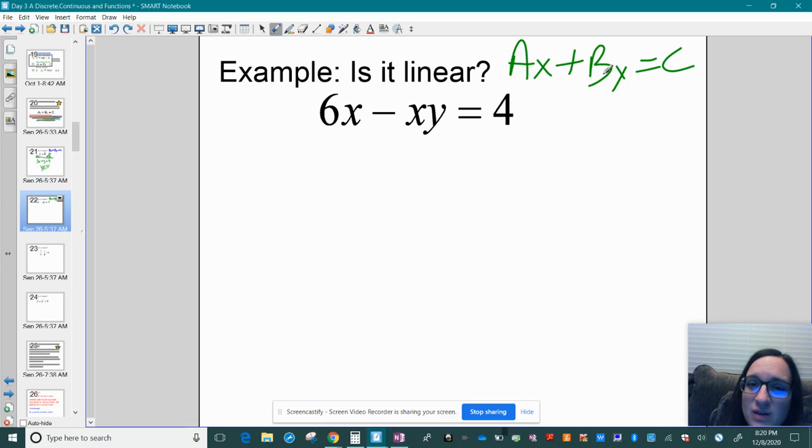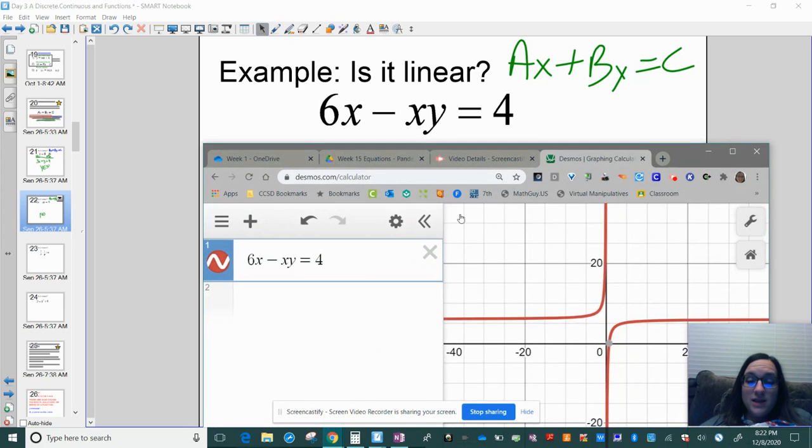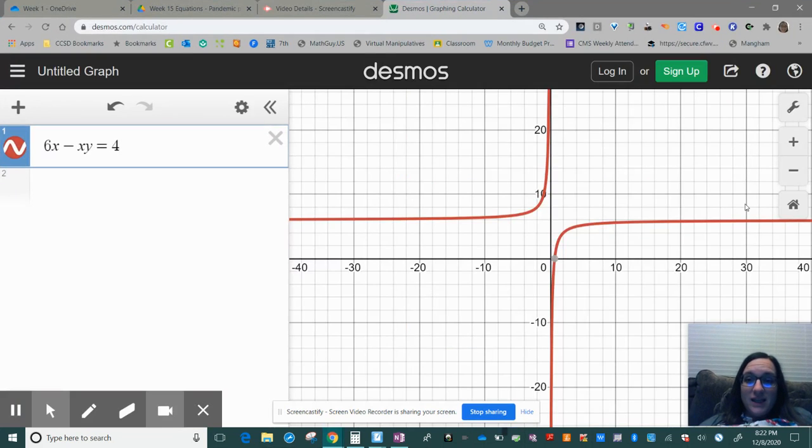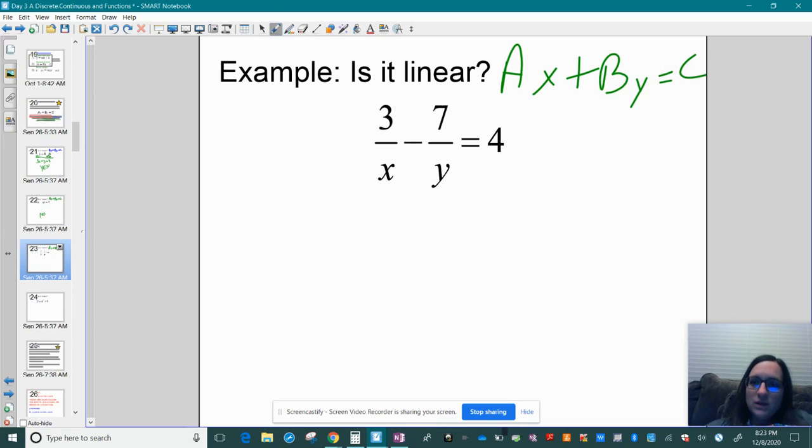We can't get that. Since there are two variables, it'll make our graph look different. We can check it on Desmos just to be sure, and we can see that that is not a line. Our goal is to get it into ax plus by is equal to c format.